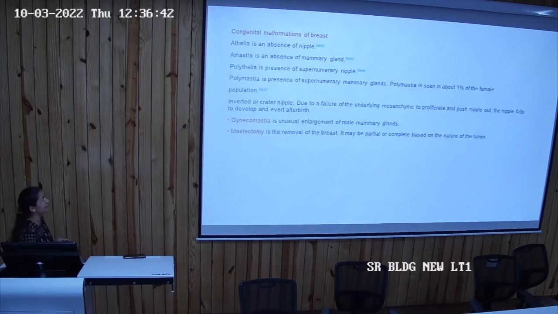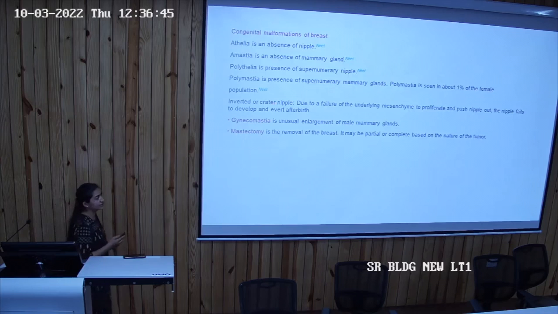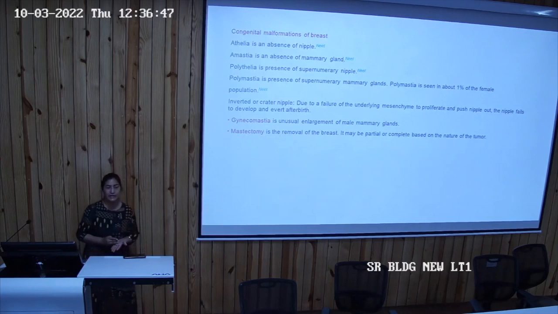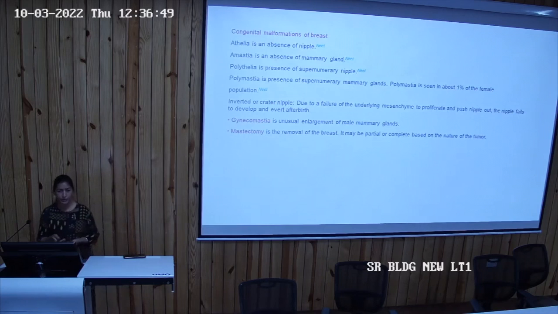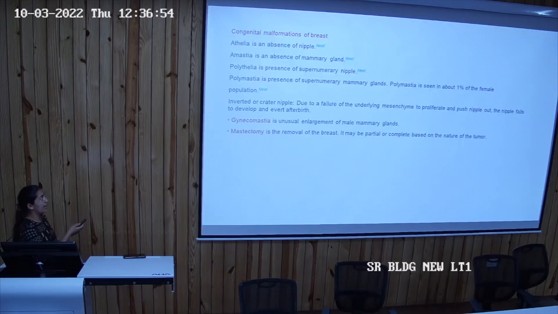The point of telling you this is that there are different congenital malformations related to the mammary gland. One is athelia, related to the nipple. If there is absence of the nipple, it is called athelia. If there is more than one nipple, they are supernumerary nipples, called polythelia. Then there is amastia, where the mammary gland is absent. Polymastia is a condition where multiple supernumerary mammary glands are present.